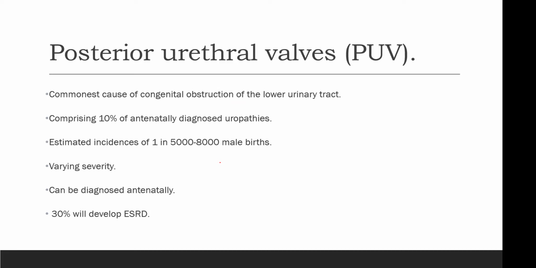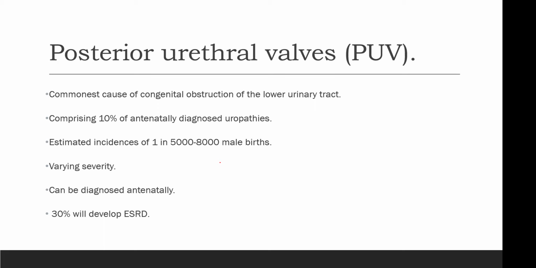PUV are the commonest cause of congenital obstruction of the lower urinary tract, and they comprise about 10% of antenatally diagnosed uropathy. The incidence is estimated to be about 1 in 5,000 to 8,000 male births.